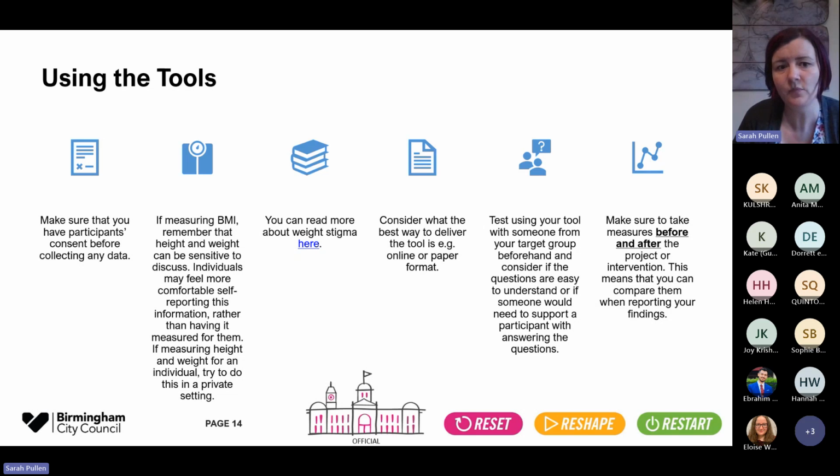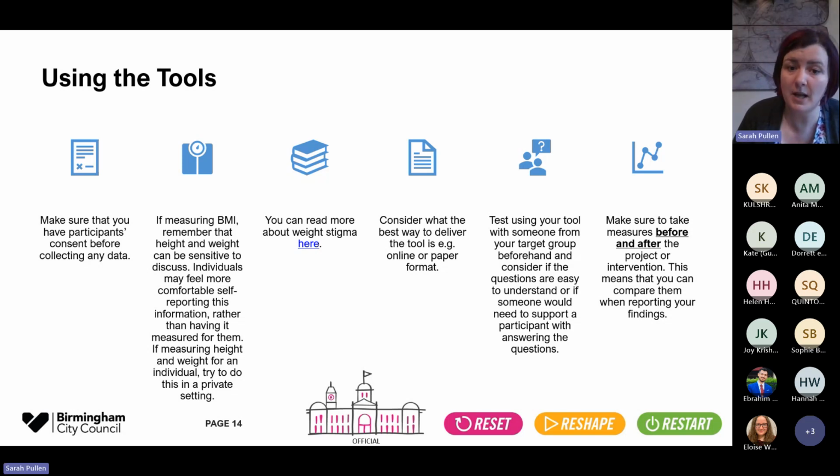When it comes to measuring BMI and other food-related measures, such as height and weight, they can be very sensitive issues to discuss. Individuals might feel more comfortable self-reporting this information rather than having it measured for them. I think sometimes it's about how it's recorded and how publicly. If you can do it in a way that's subtle, you can say that there'll be a private room and somebody they feel comfortable with doing the measurements. Really consider how to make sure it's in a private setting, that they're comfortable, and consider different ways of capturing this measure in a way that's really supporting individuals.